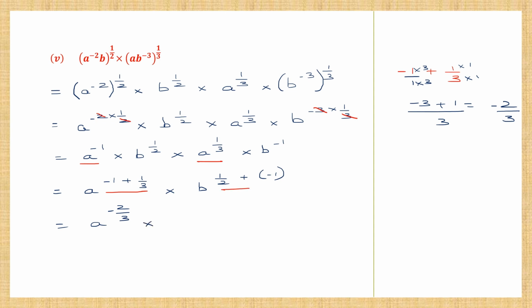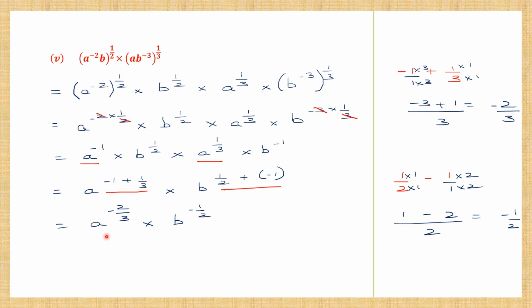now here let's see, we have to work out this one, that is 1 by 2 minus 1. So this will be 1 by 2 minus 1 by 1. Again find the LCM, this is 2. So 2 into 1 is 2. So 1 into 1 is 1, minus 1 into 2. So 1 into 2 is 2. 1 minus 2 is minus 1. So this is minus 1 by 2. So this will be b to the power of minus 1 by 2.